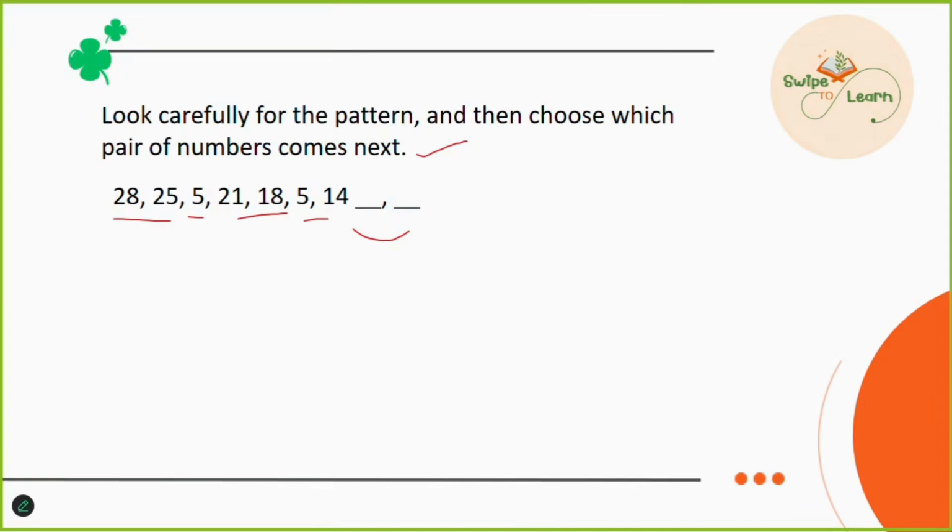So what do we do? We will again divide into two types. So 28, 25 are nearby numbers, and 5 is the least number. Again, 21, 18 are nearby numbers, and 5 is the least number. Again, 14, and next we have to find the next numbers. Yes, what's happening here is the main pattern is subtracting. See, 28 and 25, there is a subtraction of 3. And 21, 18, there is a subtraction of 3. And 5 appears every third position.